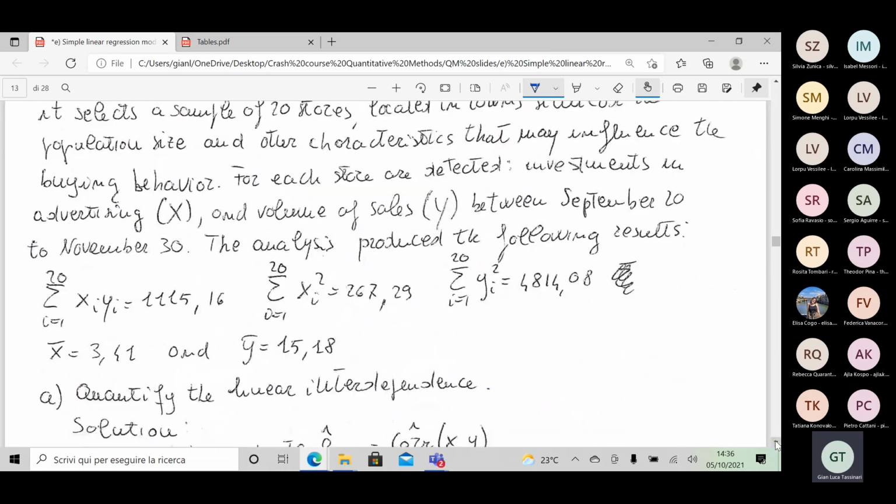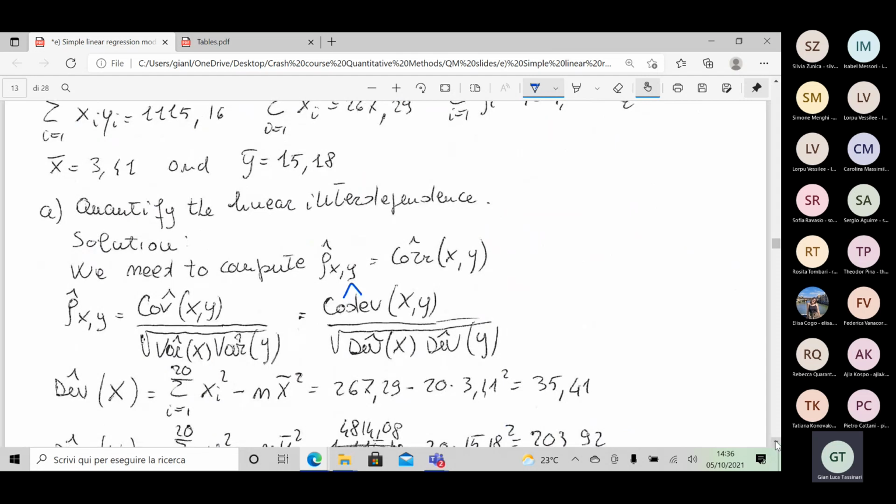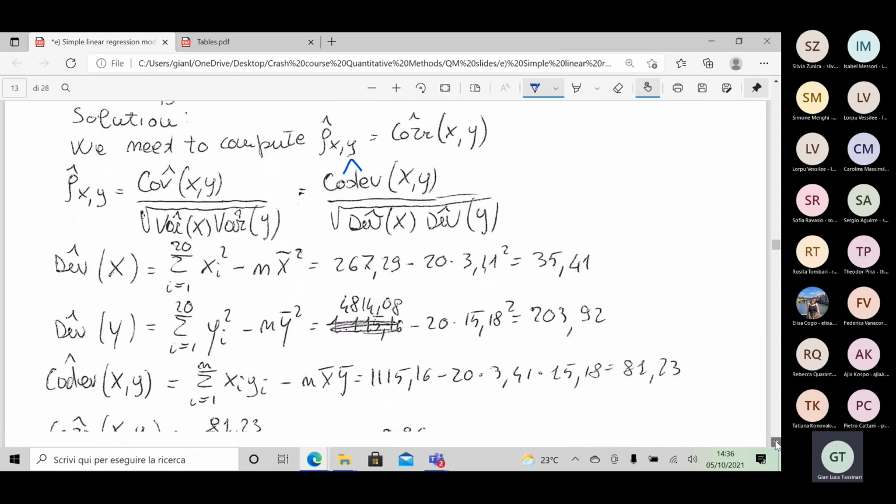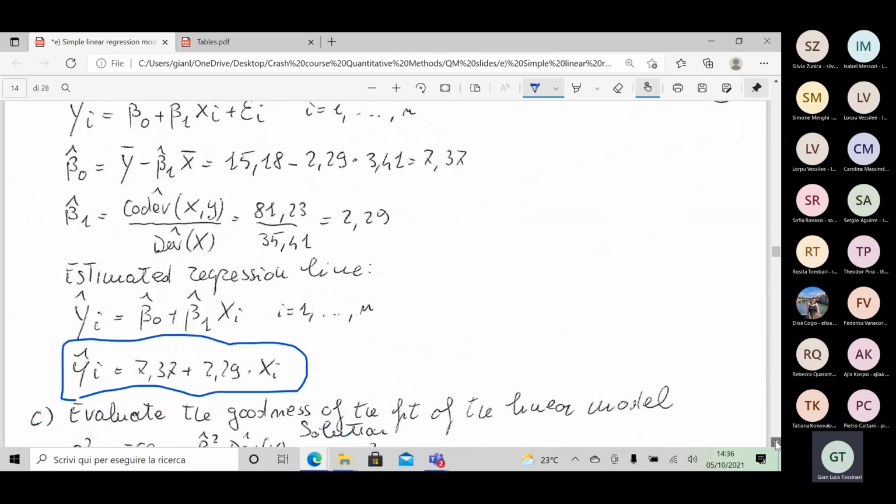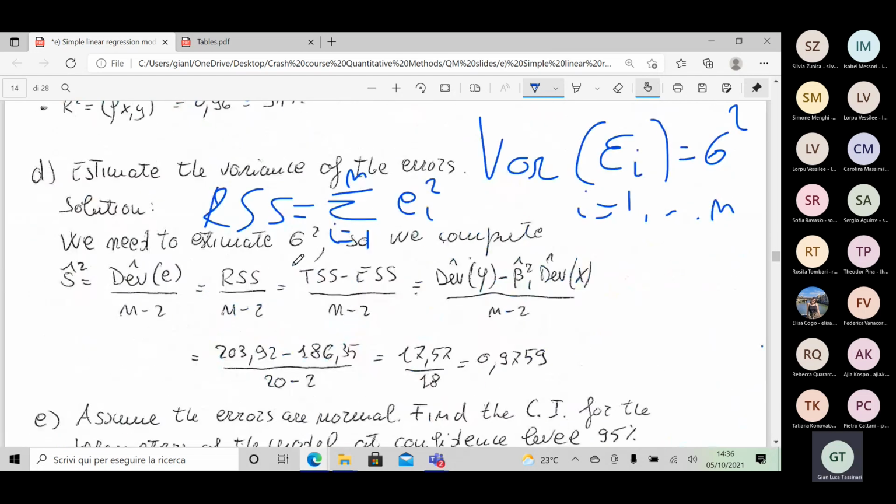However, this morning we studied a very important topic, which was the decomposition of the deviance. The decomposition of the deviance tells you that the total sum of squares is equal to the residual sum of squares plus the explained sum of squares. So the residual sum of squares will obviously be the total sum of squares minus the explained sum of squares. What does total sum of squares mean? It is the sample deviance of y. So we have it. Minus the explained sum of squares, which is the deviance of regression. We computed it in the previous step.